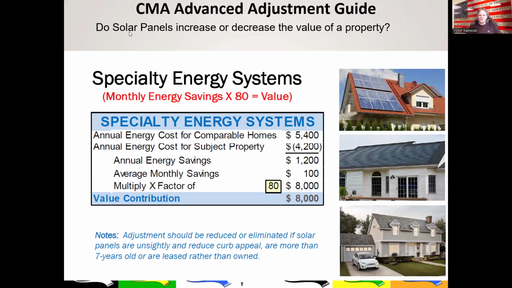Let me just go over it again. Do solar panels increase or decrease the value of the property? Once again, it depends. Are they ugly? Do you own them? How old are they? How much energy do they generate? So until people put their money where their mouth is and actually invest and purchase the solar panels instead of leasing them, the energy is just going to cost you more if you buy them. And if you lease them, it may save you a little money on electricity, maybe, but it's not going to make your house worth more at all.